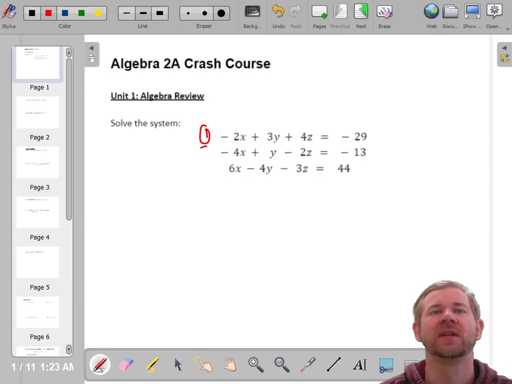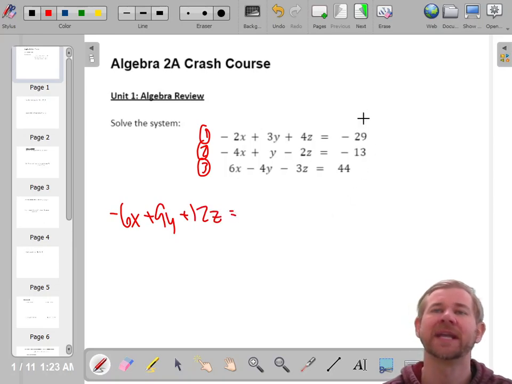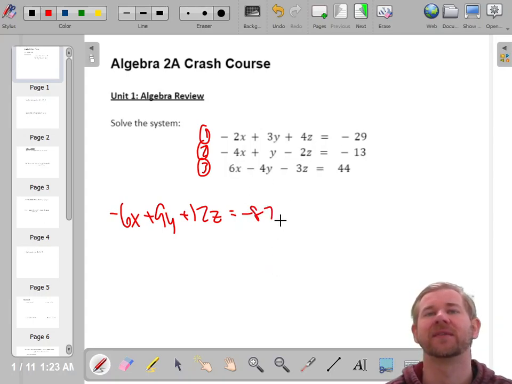I think I'm going to get rid of x, okay? So I'll call this line 1, line 2, line 3. And the first way I'm going to get rid of x is I want this to be -6 and +6, so I'm going to use lines 1 and 3. But I need this to be -6, so I have to multiply the whole thing by 3. So I'm going to triple line 1, and now I get -6x plus 9y plus 12z equals 29 times 3 is 87, so -87. I'm multiplying all of these values times 3, and then I won't change this one at all.